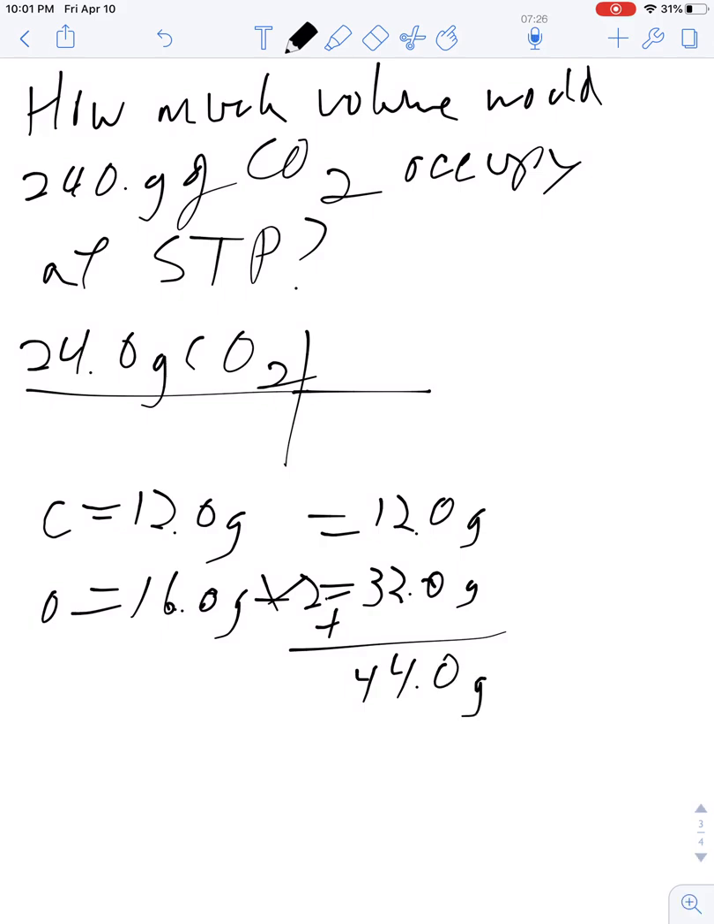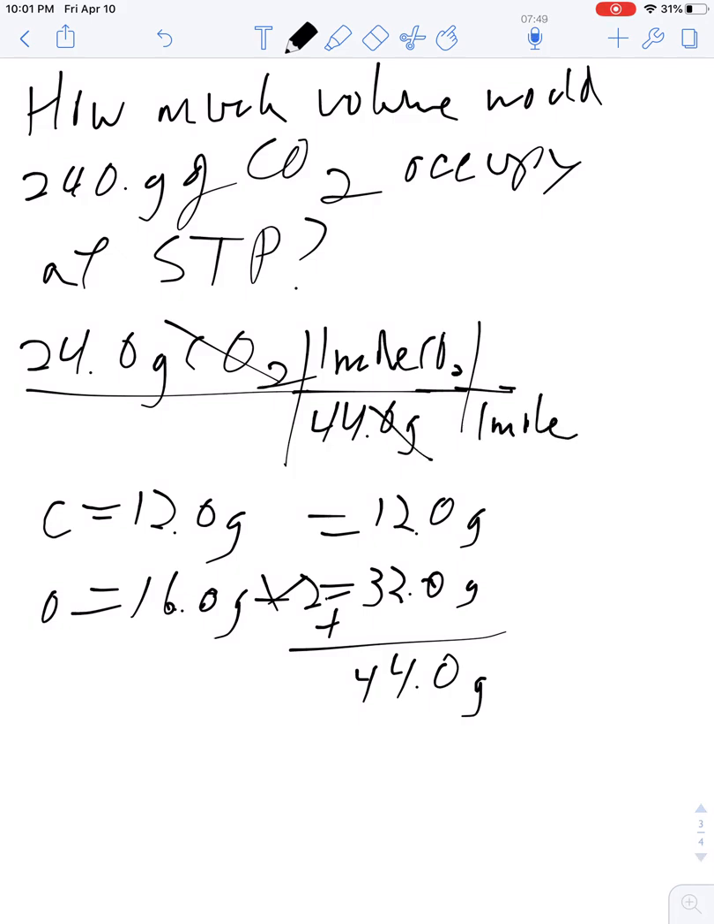I know it's been a little while, and I did that a little fast. Carbon, you look on the periodic table, weighs 12. Oxygen weighs 16, and you multiply by 2 and get 32, and 12 plus 32 is 44. So 44 grams goes on the bottom. Notice how I label everything nicely? So the grams cancel. Now I've got moles. For every 1 mole, it'll occupy 22.4 liters.